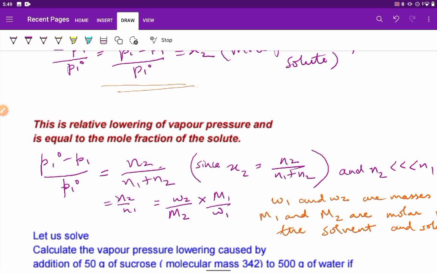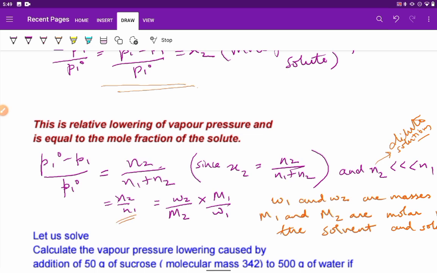X2 is equal to N2 divided by N1 plus N2. Here N1 and N2 are the number of moles of solvent and solute respectively. N2 is for the solute. In case of dilute solutions, N2 is very much less than N1. So N2 by N1 plus N2 gets reduced to N2 by N1.